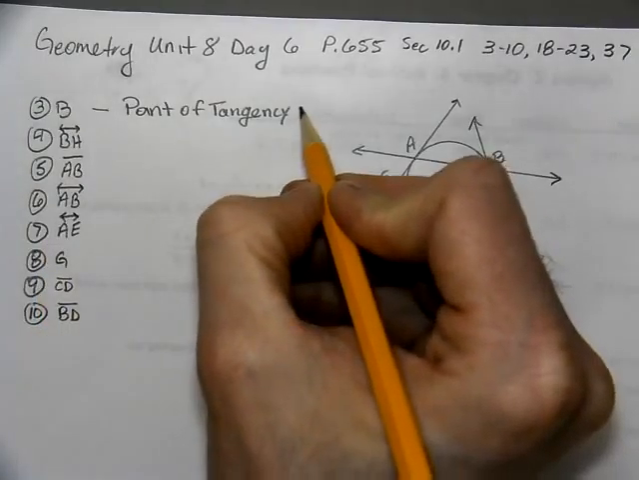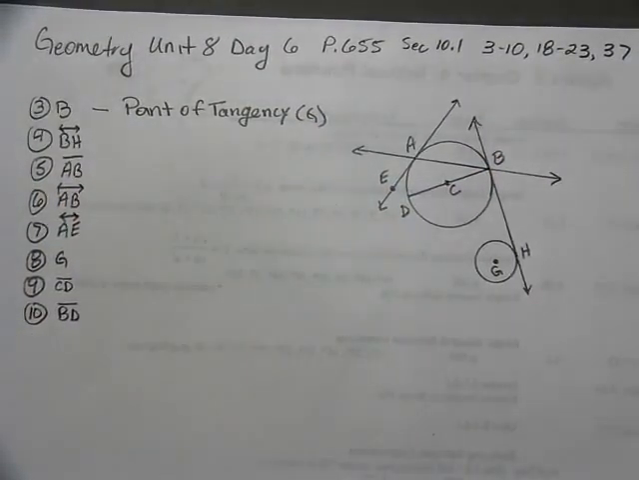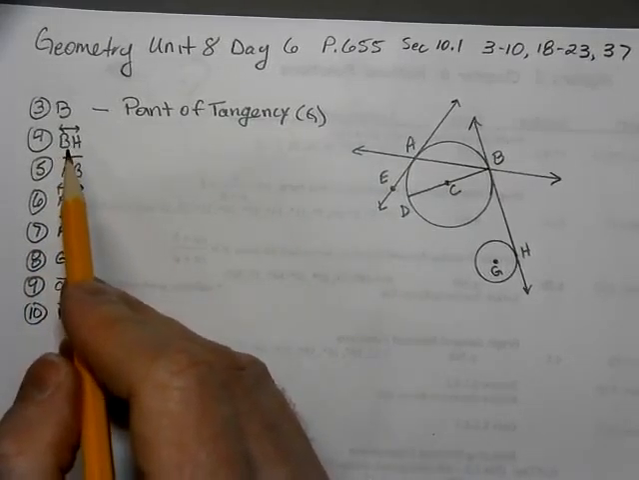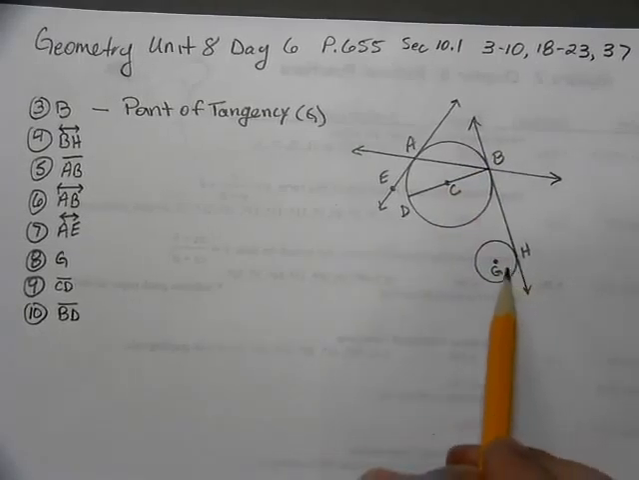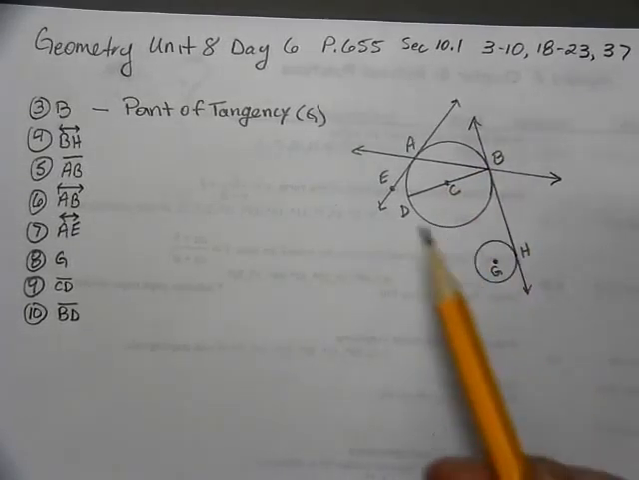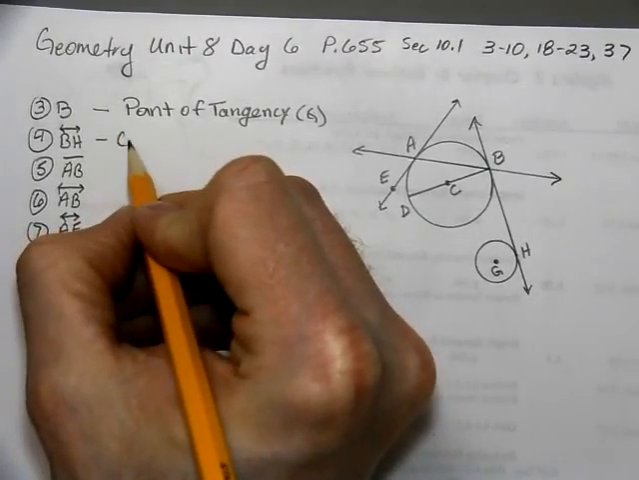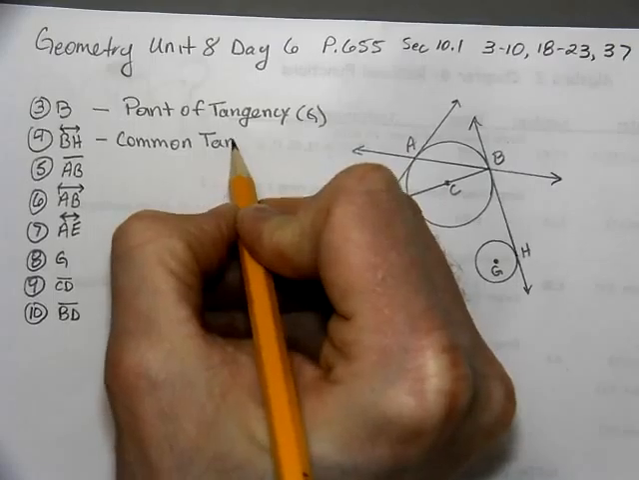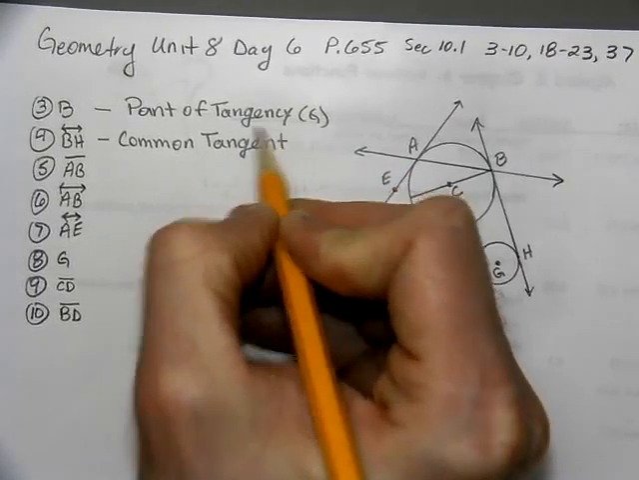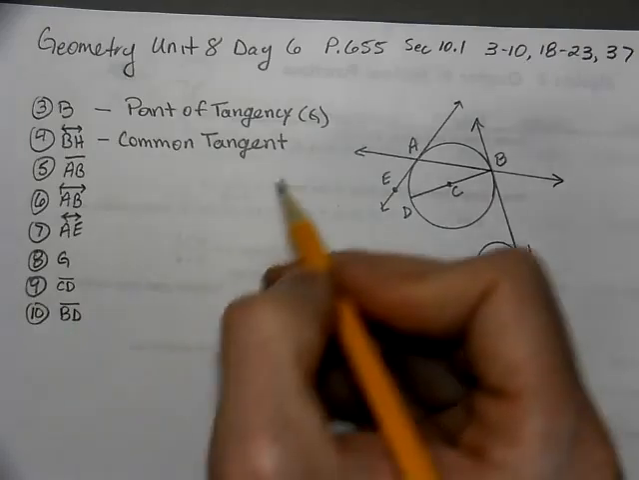The letter that goes with that would be letter G in your options. BH. B to H, it has the arrows, so that is a common tangent because it's touching two different circles. And with your multiple choice, that would be H.